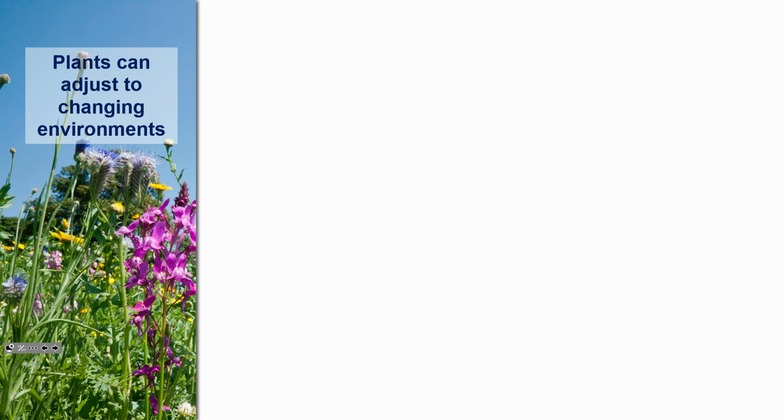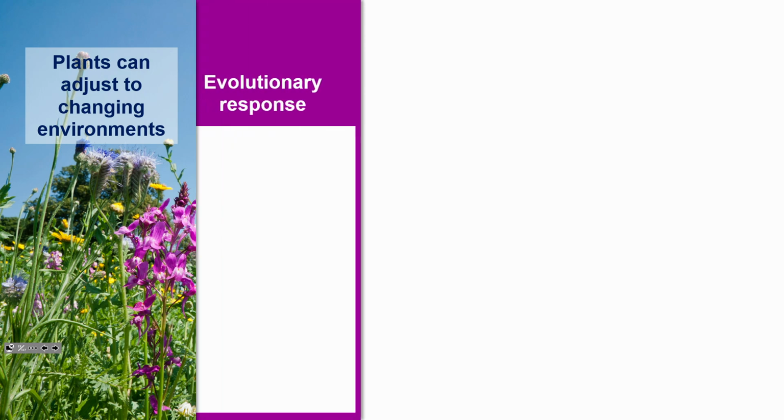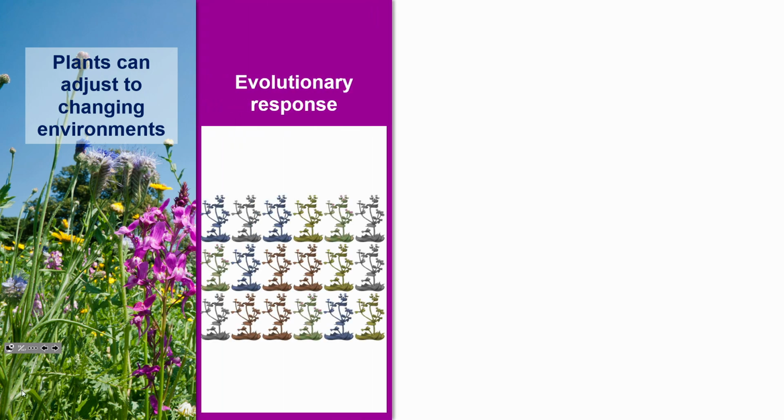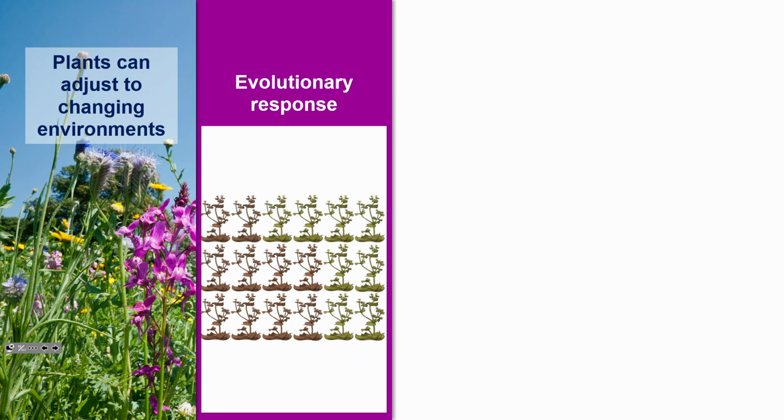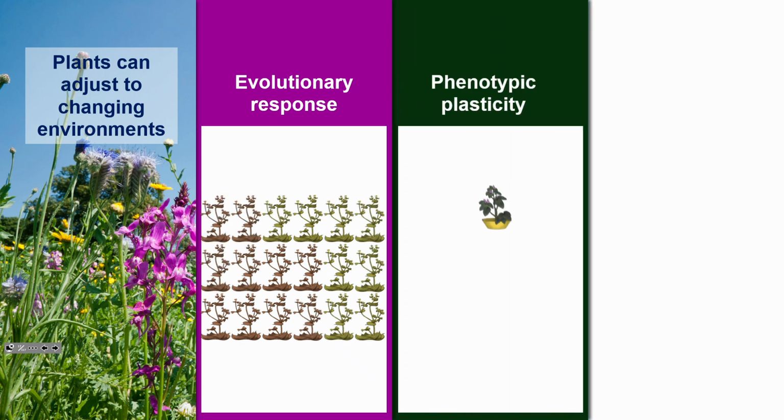Plants, being sedentary organisms, have to find a way to adapt to these environmental changes. And you know that this can happen through an evolutionary response, where there will be a shift in the allelic frequencies of the population in response to selective pressures. It can happen through phenotypic plasticity, where a certain genotype can produce different phenotypes in response to environmental variation.